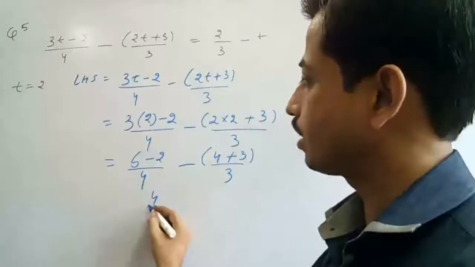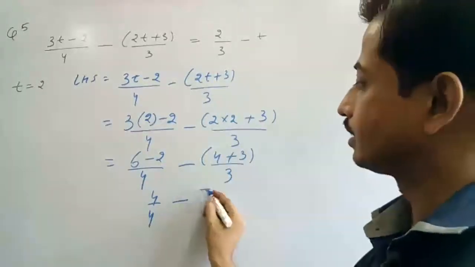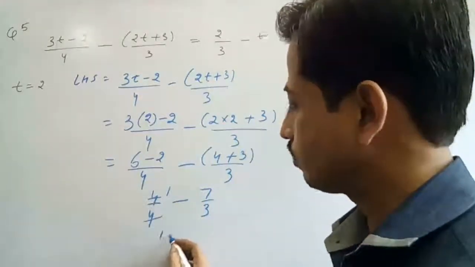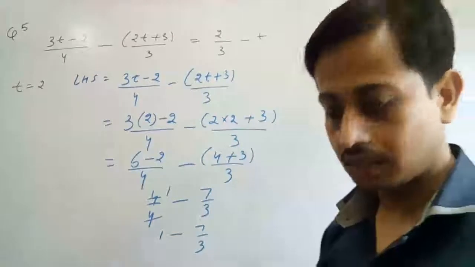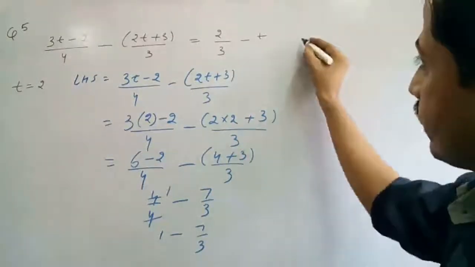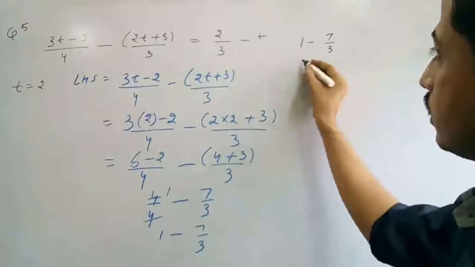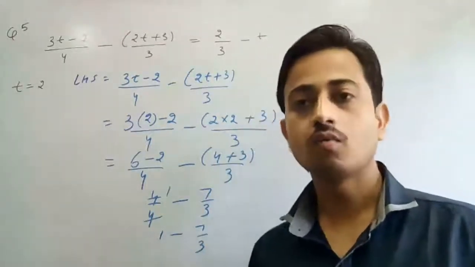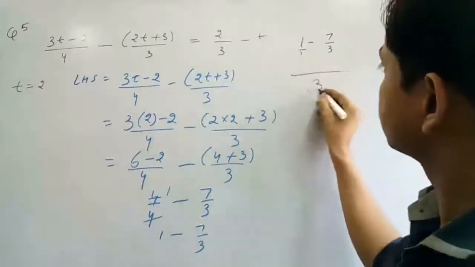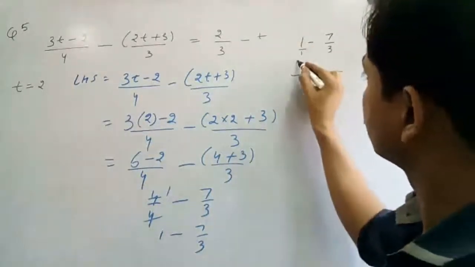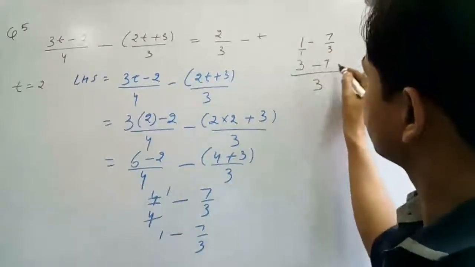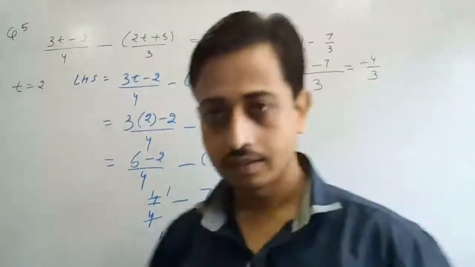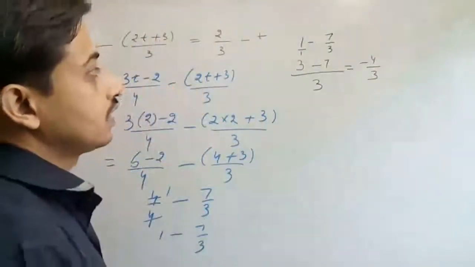6 minus 2/4 by 4 minus 4 plus 3/7 by 3. Now 4 will be cancelled out with 4. What we will get? 1 minus 7 by 3. So I am writing here 1 minus 7 by 3. I am writing the 1 in rational form, 1 by 1. What's the LCM of this? It is 3. Now multiply 3 into 1, 3. 1 into 7, 7. 3 minus 7, we get minus 4 by 3.